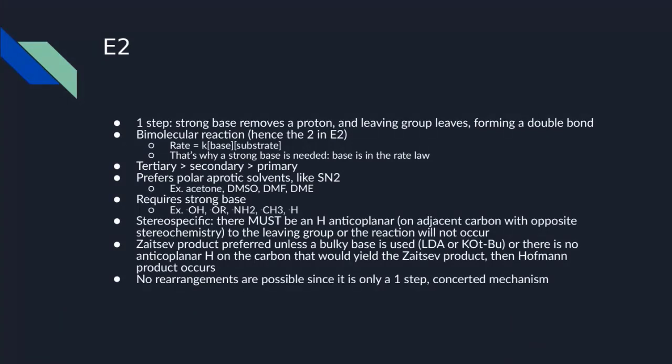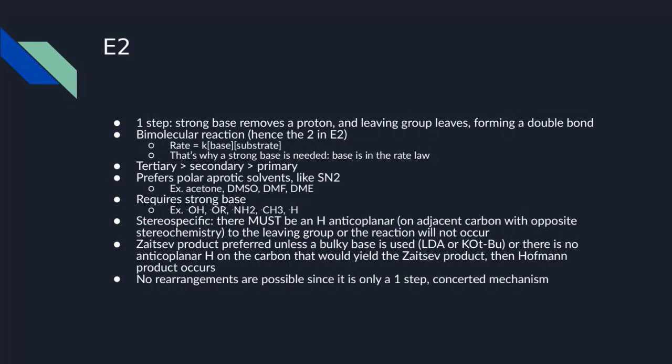So basically, E2 is a one-step reaction. It's going to want to occur more often than E1 because since it's concerted, it'll happen faster. It can all happen in one step and be done. So if a reaction can do E2, it will. So basically, what happens is a strong base removes a proton and a leaving group leaves, forming a double bond.